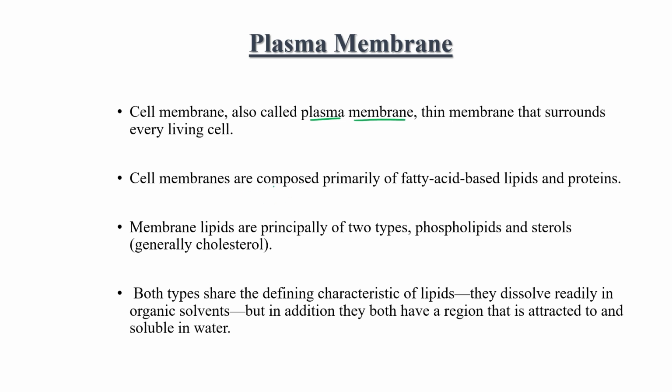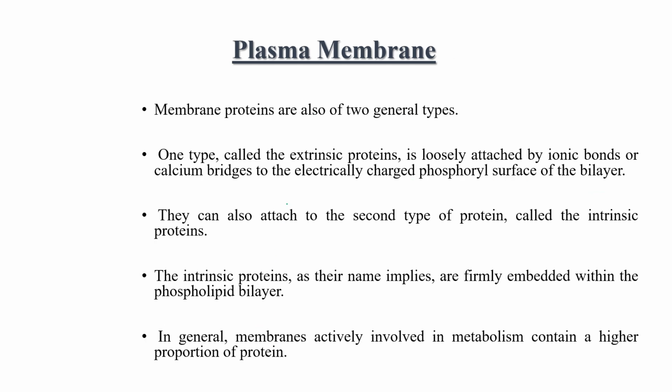This plasma membrane, or cell membrane, is composed of fatty acids, based lipid and protein. That's why we can use the term phospholipids. The membrane lipids are of two types, phospholipids and sterols, generally cholesterol. Both types share the defining characteristic of lipids: they dissolve readily in organic solvents, but in addition, they both have a region that is attractive to and soluble in water. So this is about the lipid types, phospholipid.